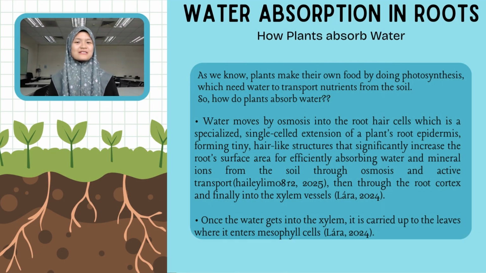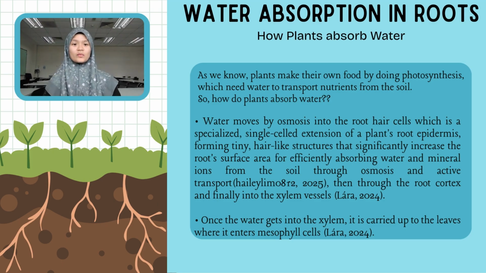As we know, plants make their own food by doing photosynthesis, which needs water to transport nutrients from the soil. So, how do plants absorb the water? Water moves by osmosis into the hair root cell. So, what is a hair root cell?